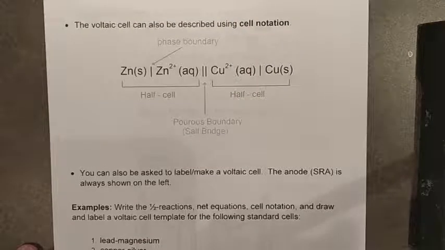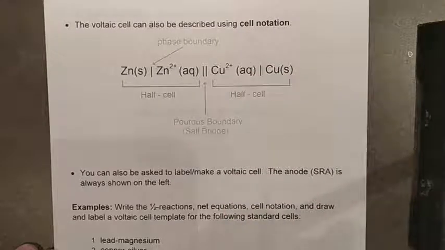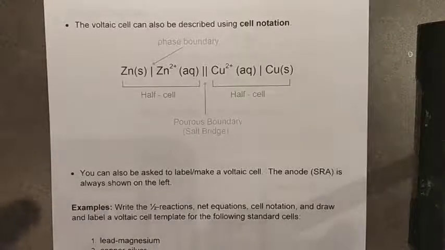So we do have what's known as a cell notation. In the cell notation, we take a look at what is happening in our method and try and boil it down to just what the entities are.